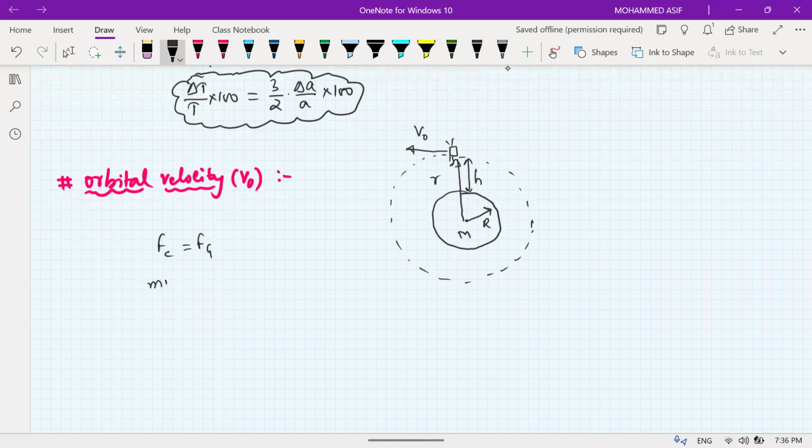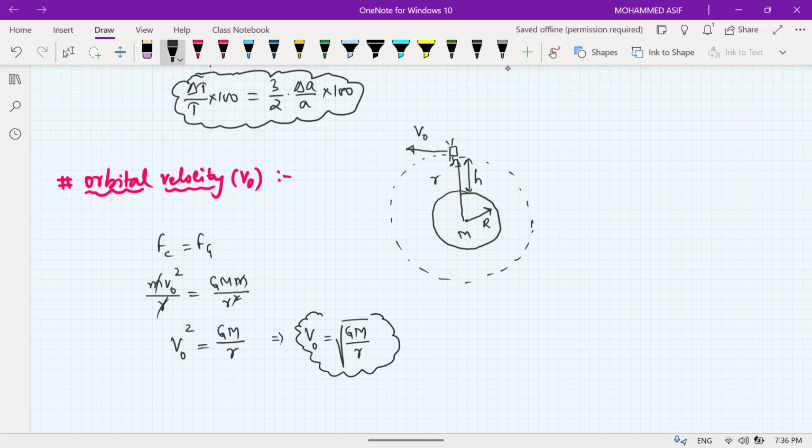So can I say that centripetal force must be equal to the gravitational force? Centripetal force m into v naught square divided by r is equal to gravitational force, capital G capital M small m divided by r square. Small m and small m will get cancelled here, and r and r square will get cancelled. So v naught square is equal to G into M divided by r. So from here I can write orbital velocity v naught is equal to under root of GM divided by r. This is your orbital velocity.